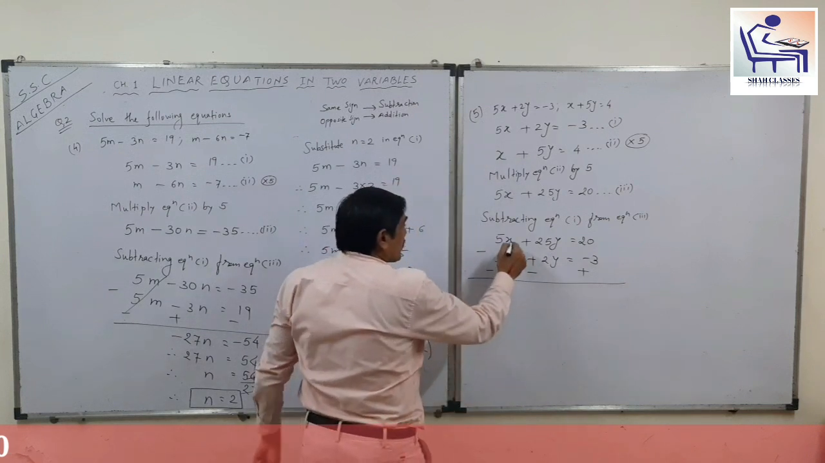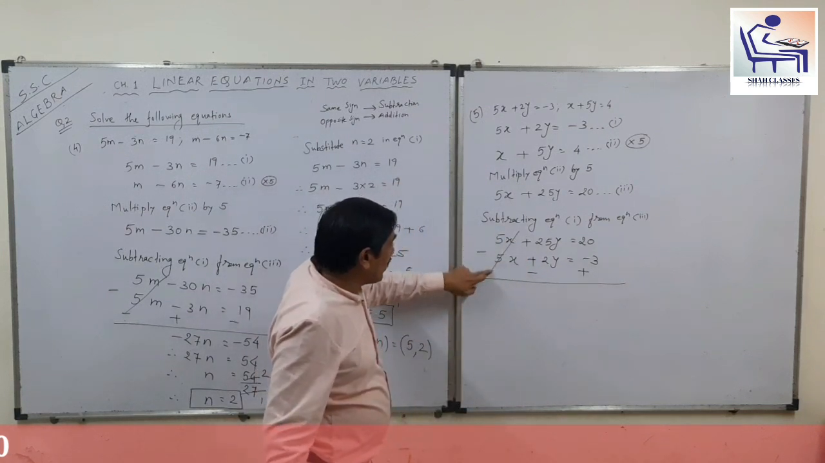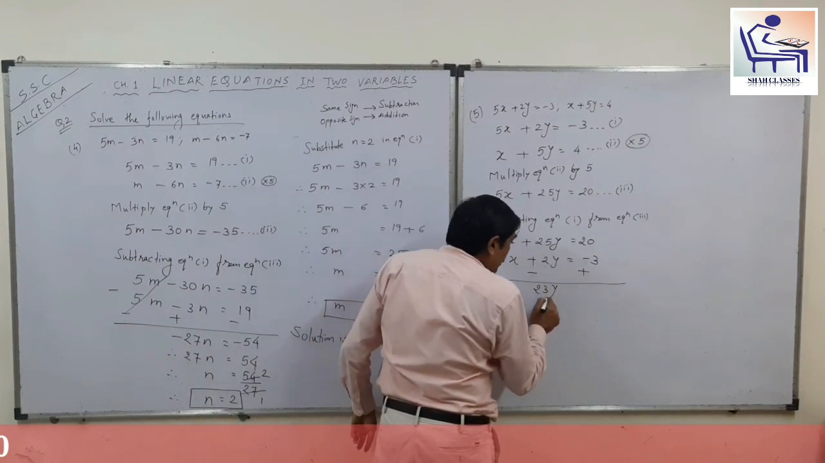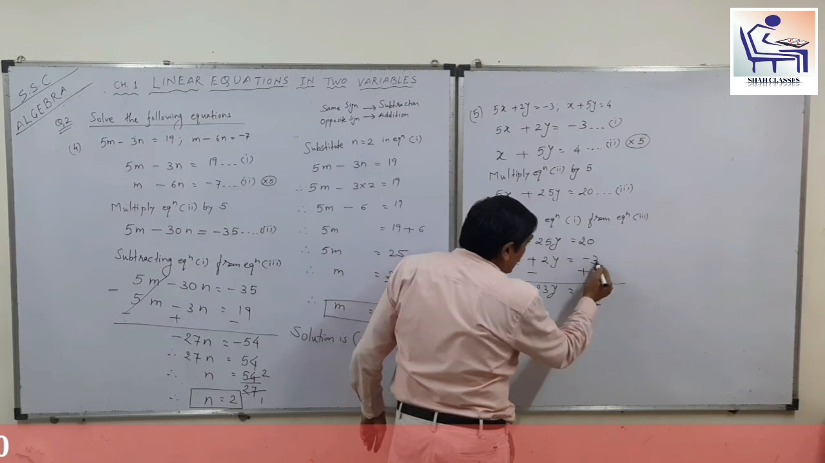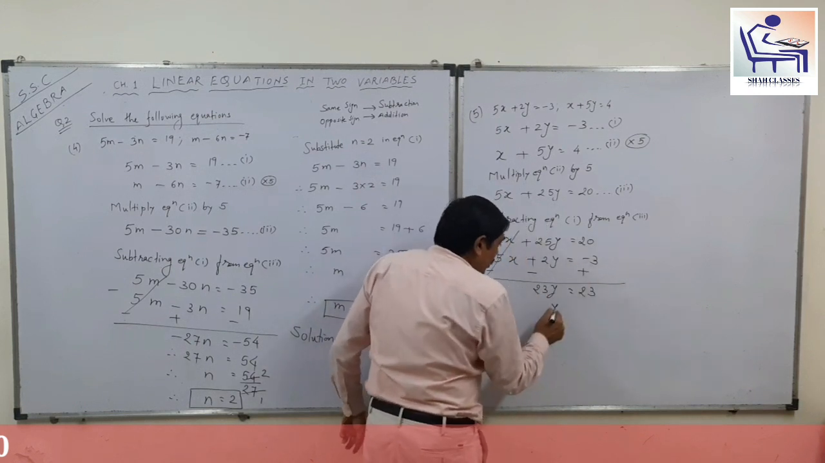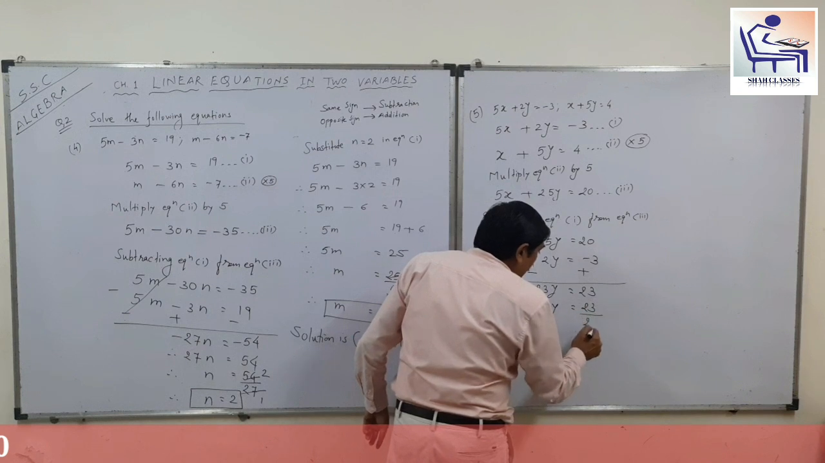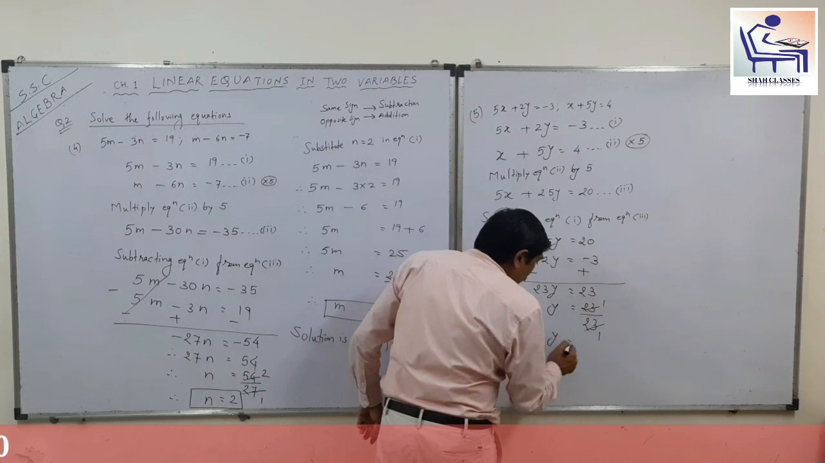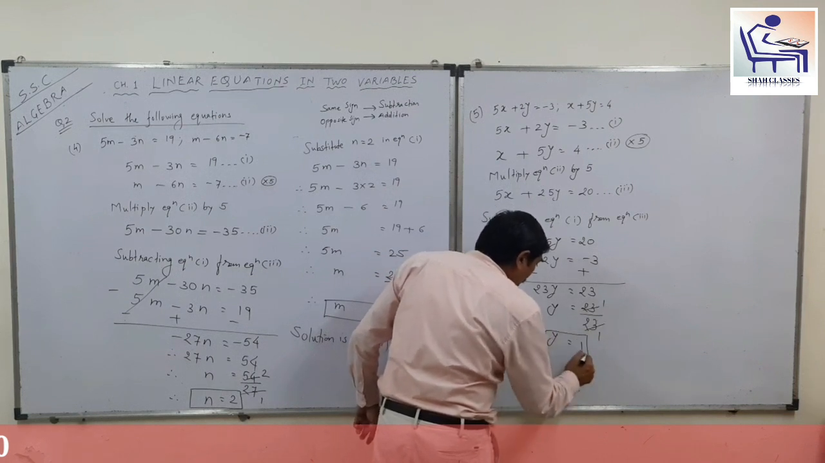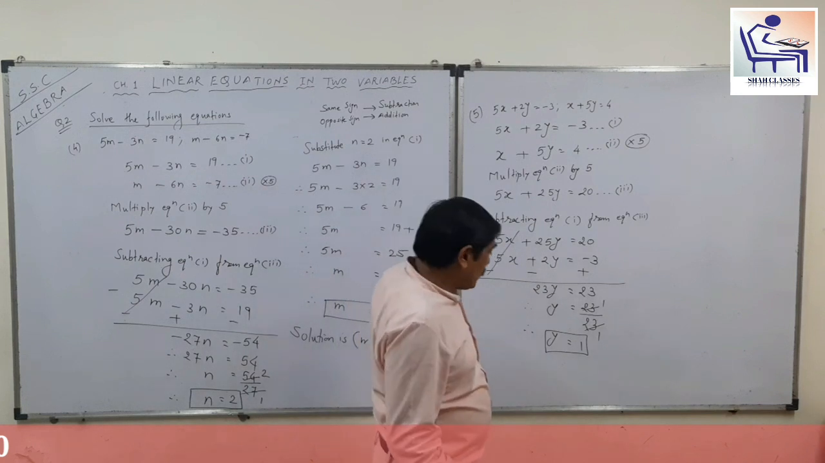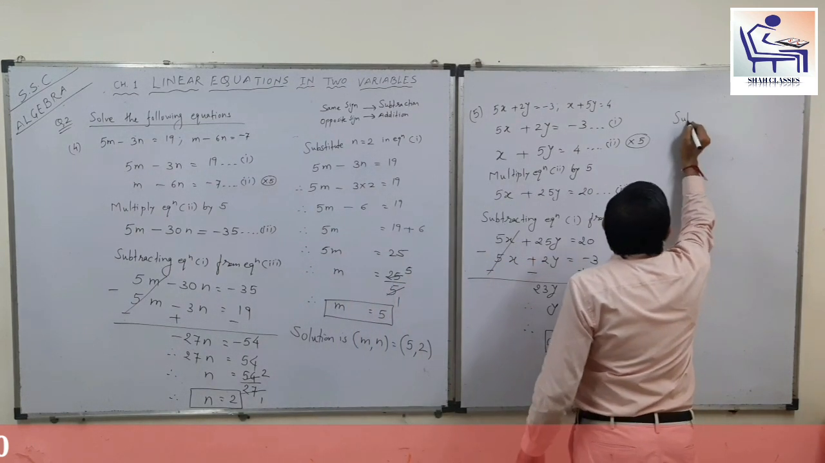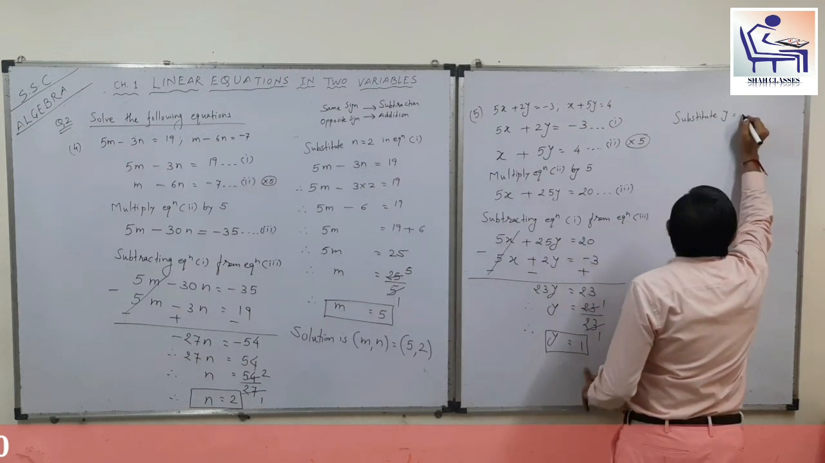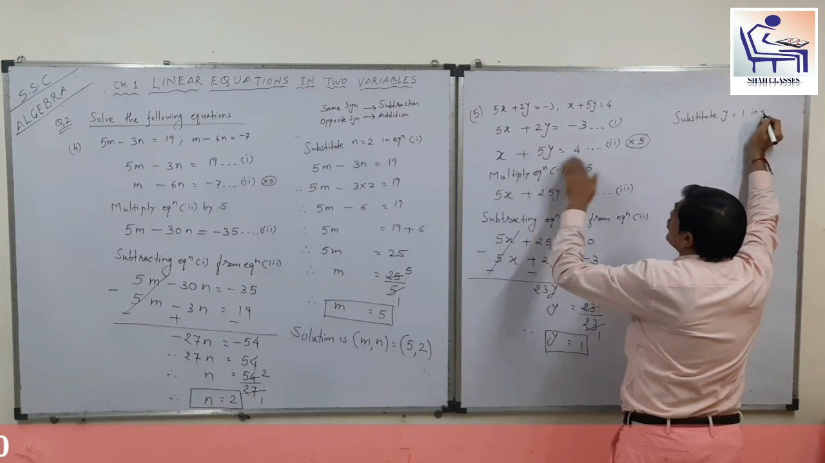And now 5x gets cancelled, this is positive and negative. Now 25 minus 2 becomes 23y, and 20 plus 3 is also 23. So we get 23y is equal to 23, y is equal to 23 divided by 23. So 23 ones are 23. We get the value of y as 1. Now we will substitute y is equal to 1 in equation 2.